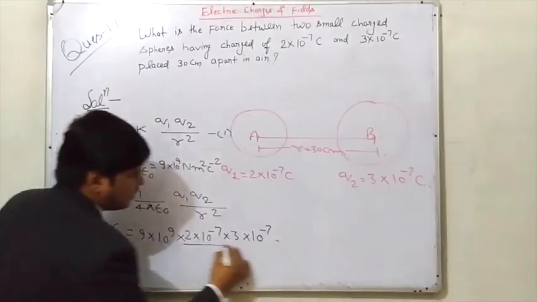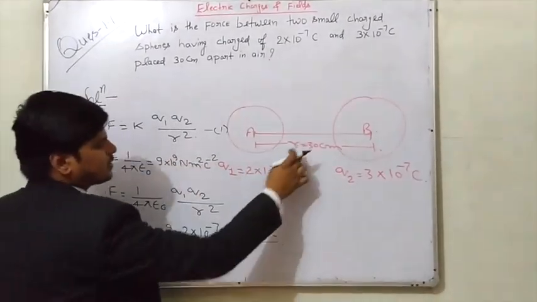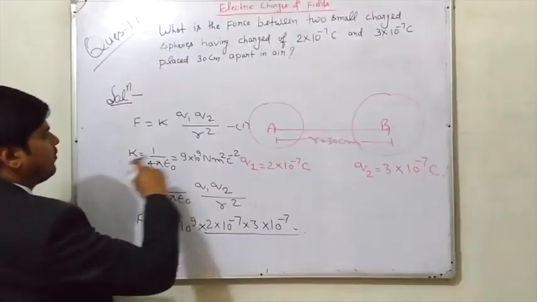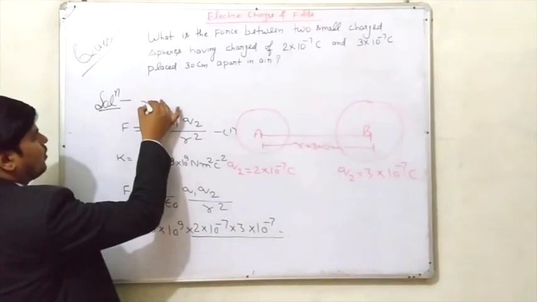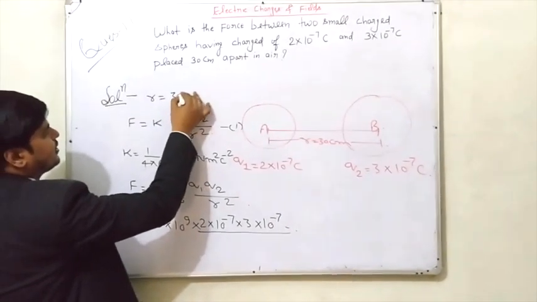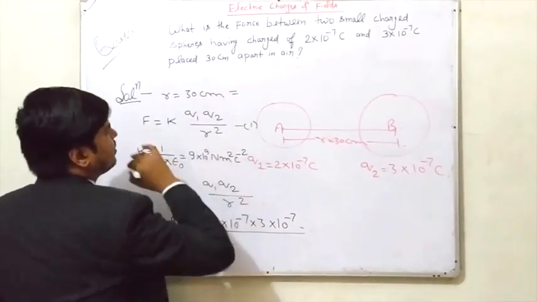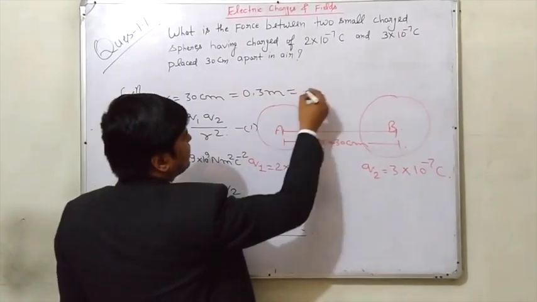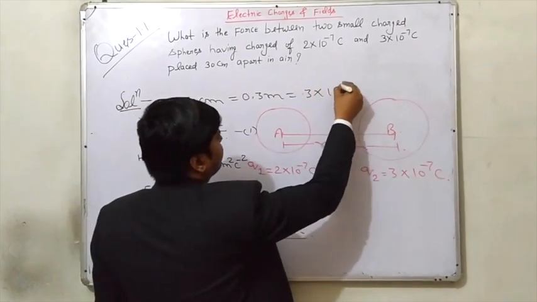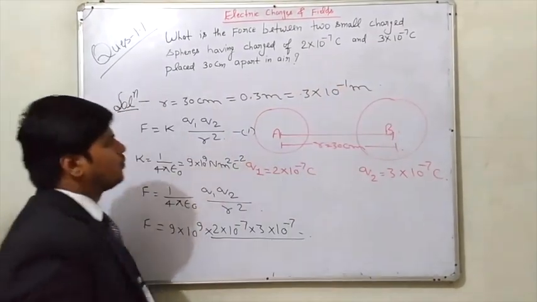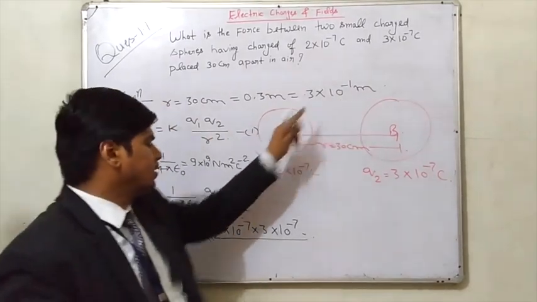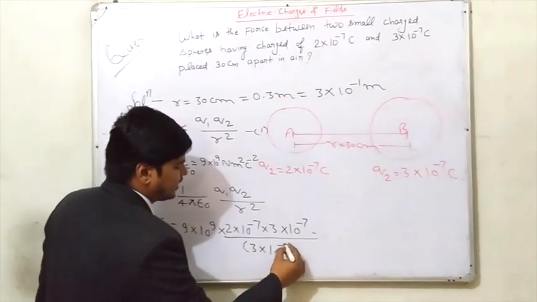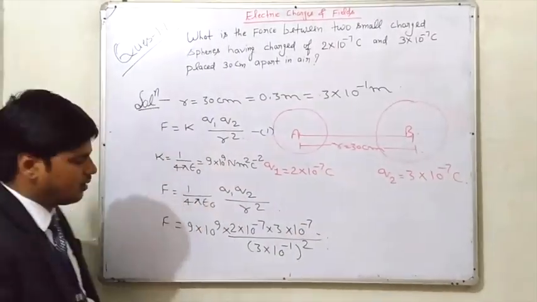And the distance between two charged spheres is 30 centimeter. It's not an SI unit, so we will convert this into SI unit. R equal to 30 centimeter, which means 0.3 meter. Otherwise, we can say 3 into 10 to the power minus 1 meter. Put the value of R in meter in that equation: 3 into 10 to the power minus 1, whole square.